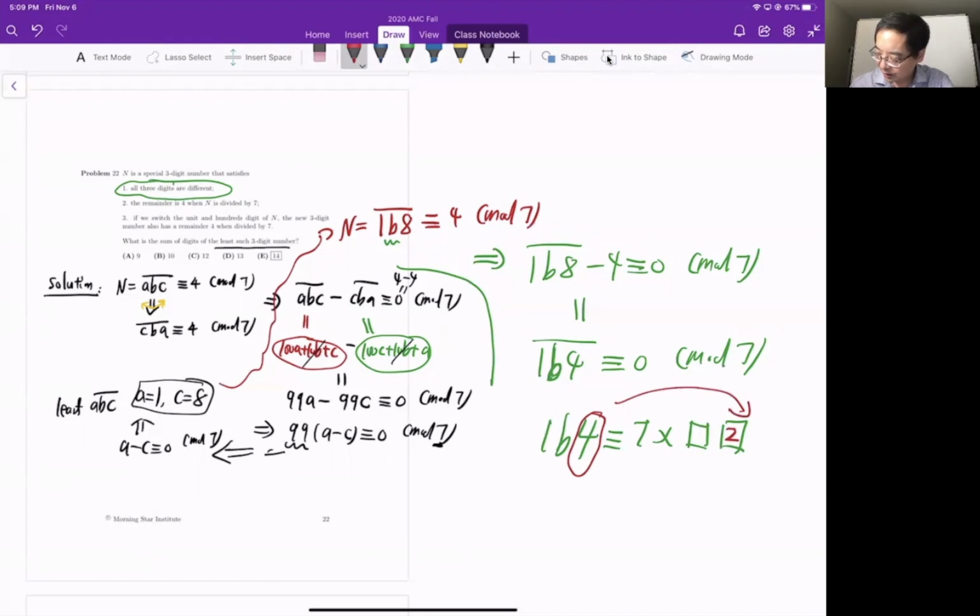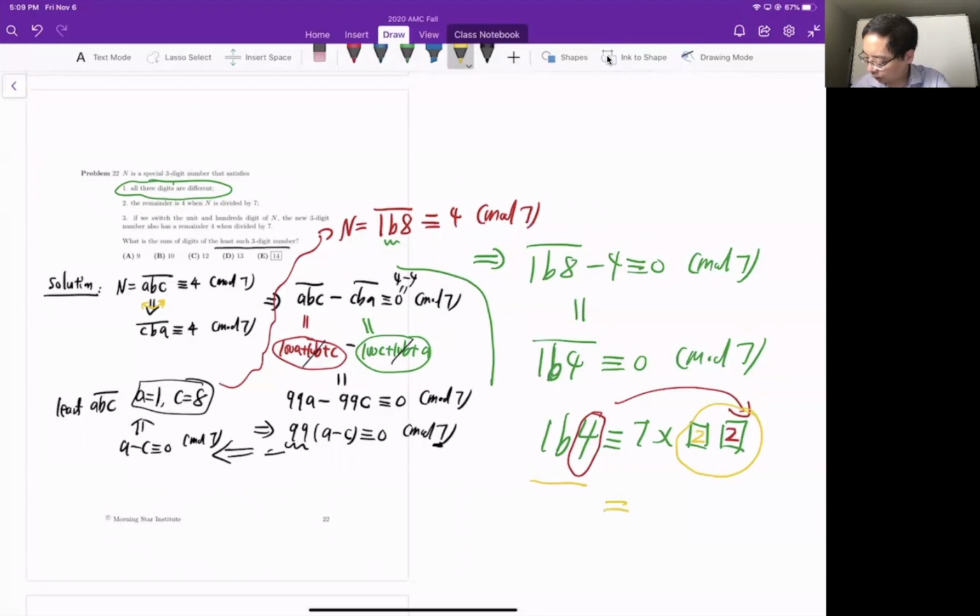Also, since this is 3-digit, what I can put here is 2, right? I just make it 2. So I get this is 2. All right. This tells me the quotient has to be 22.